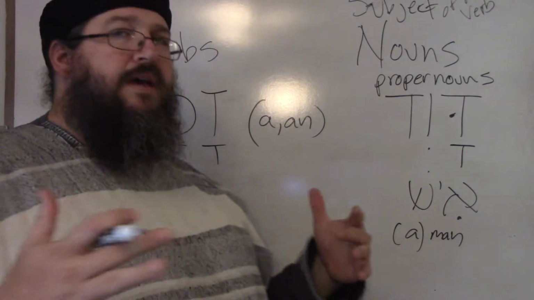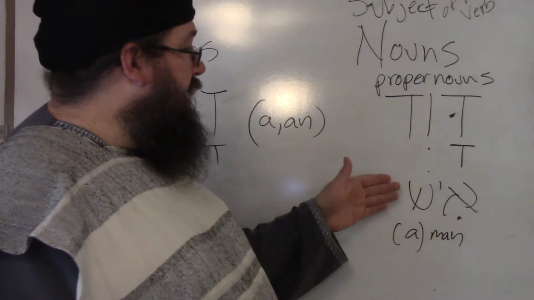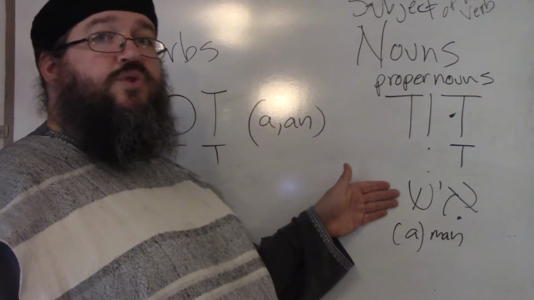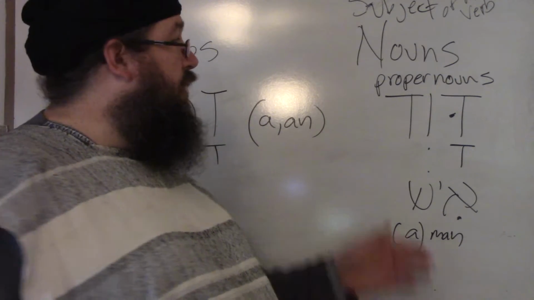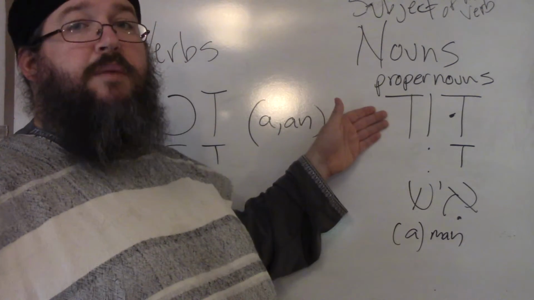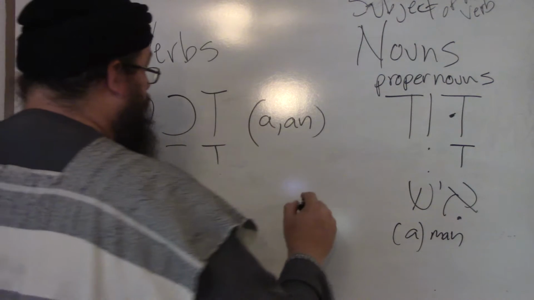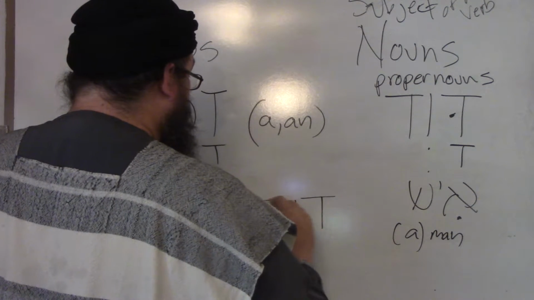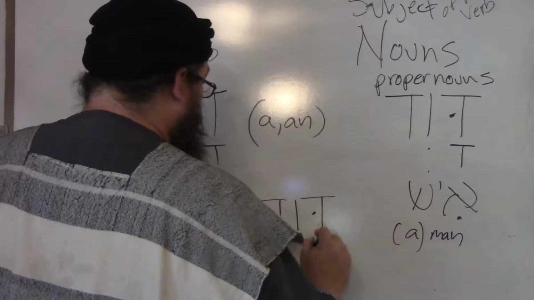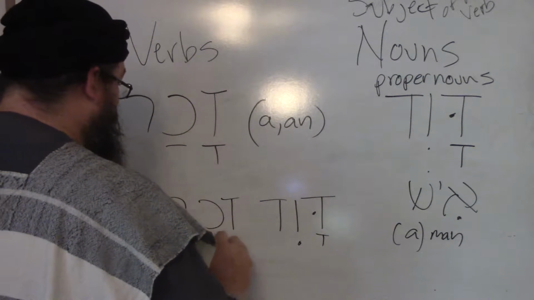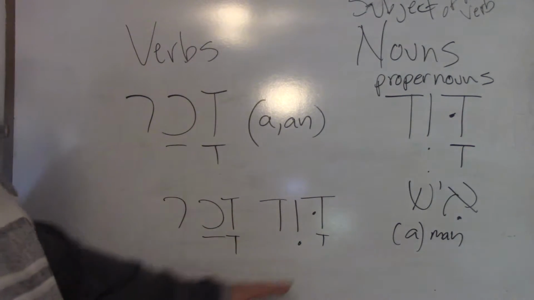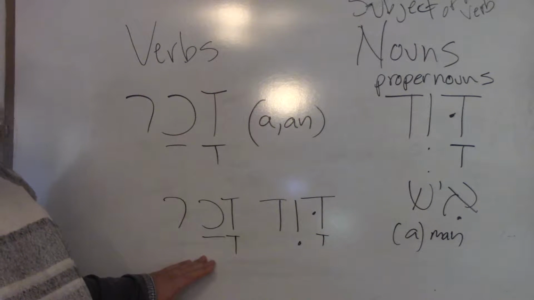So how do I make, for example, an indefinite noun into a definite noun? Well, there's two ways of going about it. Number one, A, I switch it to a proper noun. So I write here the word David, and I write the word Zachar. So now it's David Zachar, David remembered.